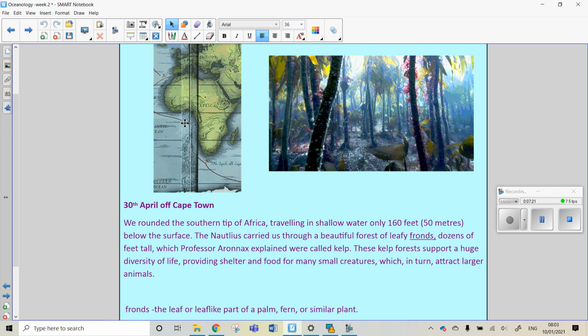And one other thing that we've got to look at is the map here. I've just taken a little crop picture of the map, and we can see now that they've come all the way down from Cadiz. They've sailed down here in the Nautilus, and they're just going through this part of the ocean at the bottom tip of South Africa.